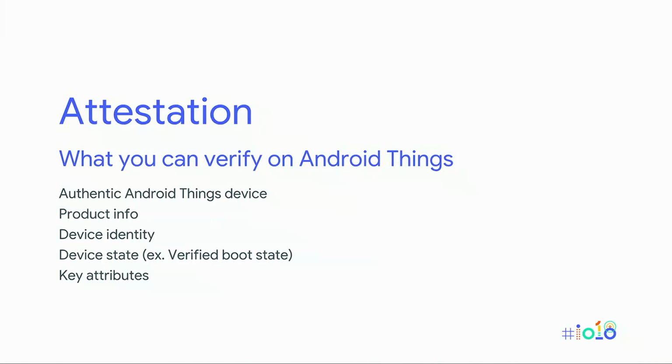So in Android Things specifically, you can attest various properties. You can attest that it's an authentic Android Things device. You can verify that it's an instance of a particular product. You can verify device identity if you need to do that. You can also verify device state, like I was talking about. The important one, and one of the ones that we pull out, is the verified boot state, where this device is actually running the approved software for that device. You can also verify attributes of the cryptographic key, and I won't get into that today.